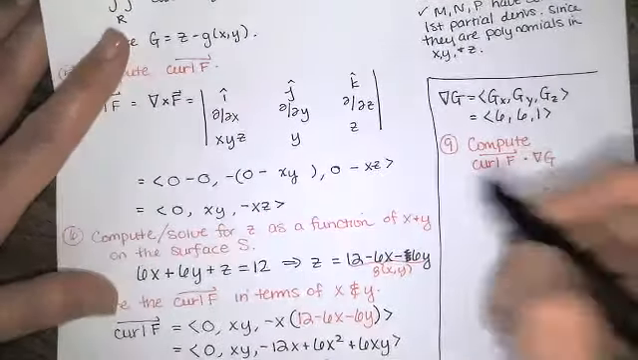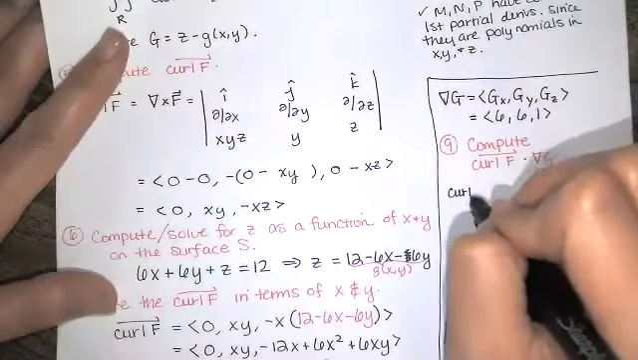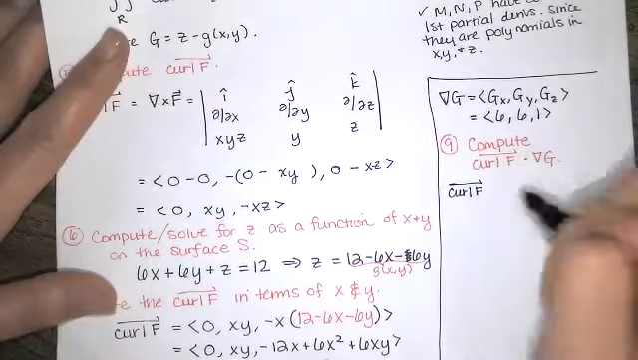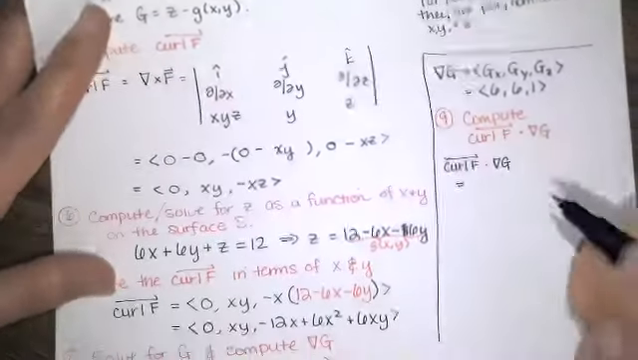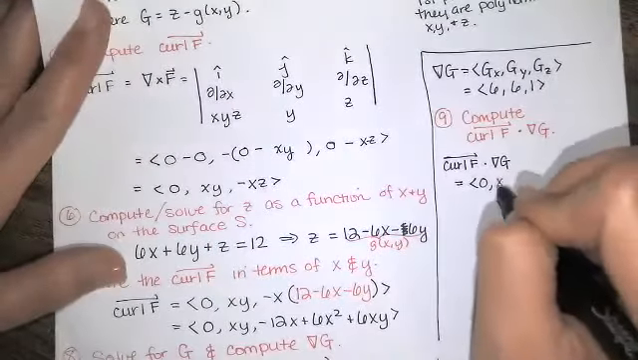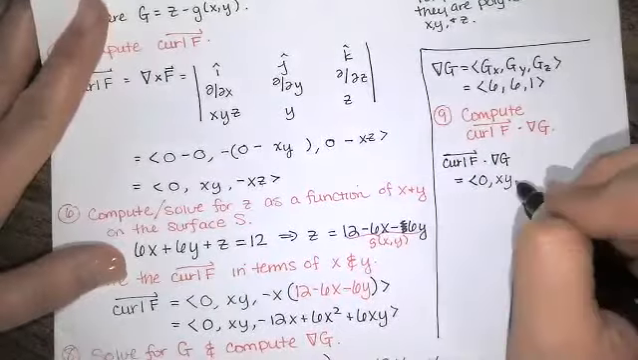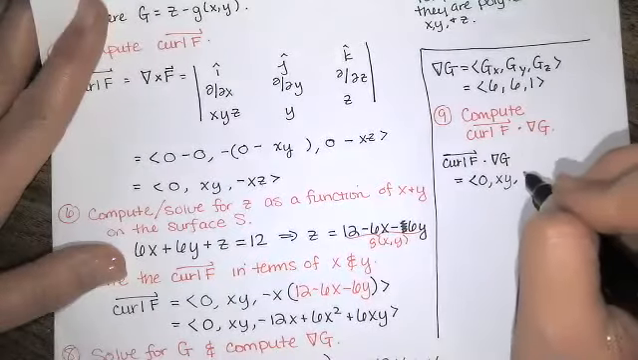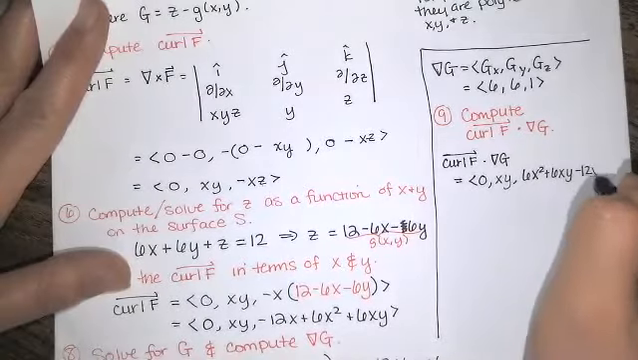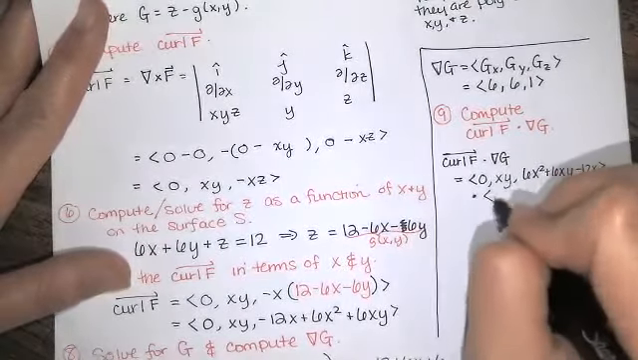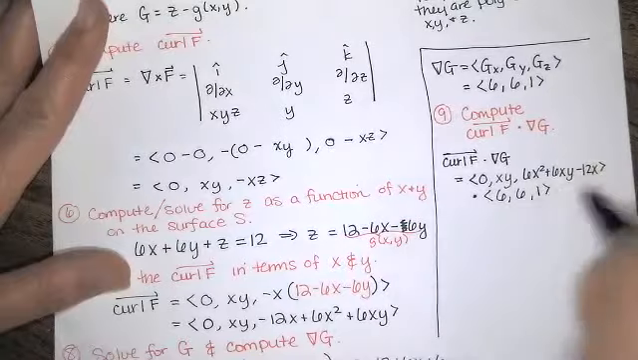And we want this all in terms of x and y. So if your curl still has a z in it, you need to substitute. We already did though. So I've got 0 times i hat plus xy times j hat, and then I've got 6x squared plus 6xy minus 12x times k hat, dotted with 6, 6, 1.